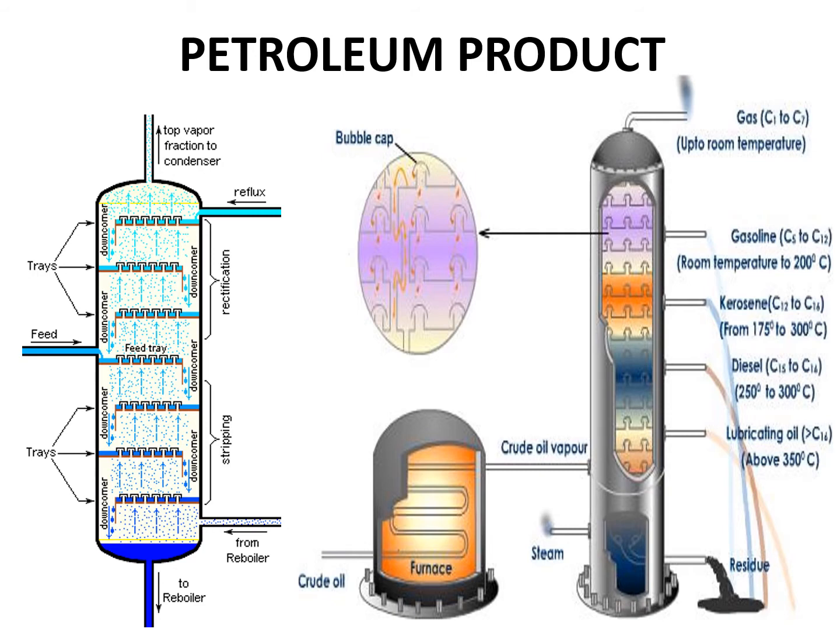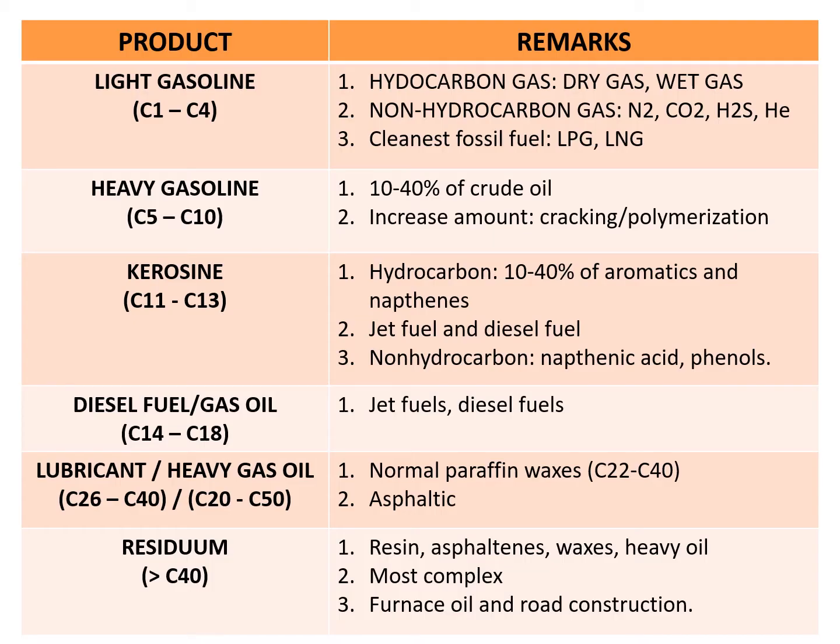At the bottom of the tower are those molecules that are so large and heavy that they cannot penetrate as gases through the first plate, so they end up in the residue. These are the products of petroleum. You may read through all these products. In general, the products are light gasoline, heavy gasoline, kerosene, diesel fuel, lubricant or heavy gas oil, and residue.